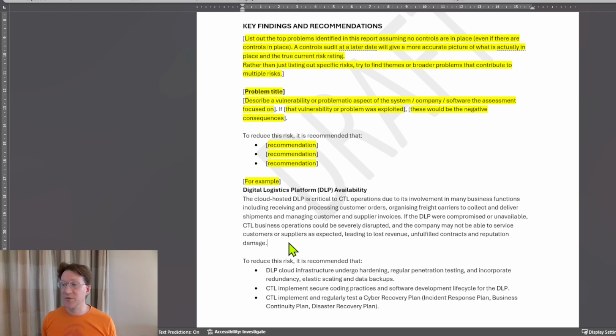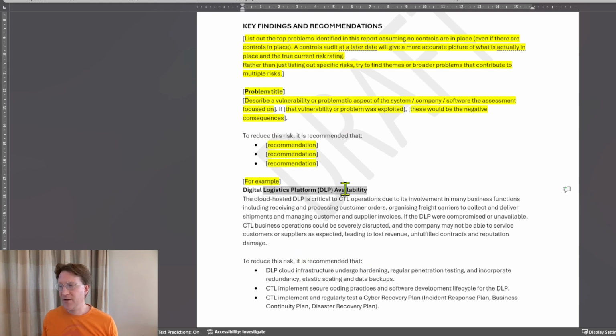If people running the business are supposed to make sure that the business has revenue, that it's profitable, that they can service their customers, that they can fulfill their contracts, and that they have a good reputation, and you're then saying that you're going to have problems in all these areas if there is an issue with DLP availability, then it's more understandable for these people who are responsible for these different areas. Below that, we then list out some recommendations to try and fix this.